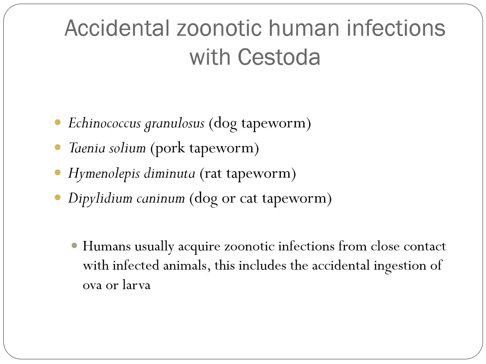Sometimes humans come in contact with infected animals and they develop what's known as a zoonotic human infection with Cestoda. A good example of that would be Echinococcus granulosus, where you're exposed to the dog tapeworm, Taenia solium, where you're exposed to the pork tapeworm, Hymenolepis diminuta, the rat tapeworm, and finally Dipylidium caninum, which is the dog or cat tapeworm. Humans usually acquire these zoonotic infections from close contact with those infected animals, including the accidental ingestion of the larva or the ova.